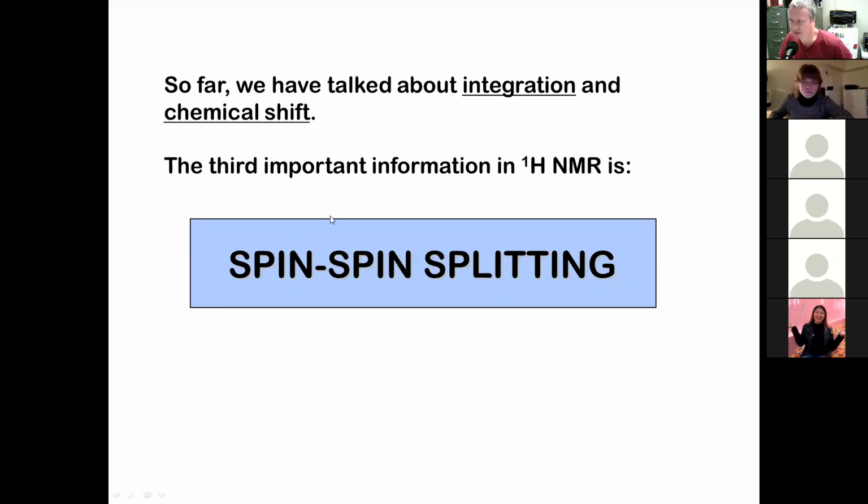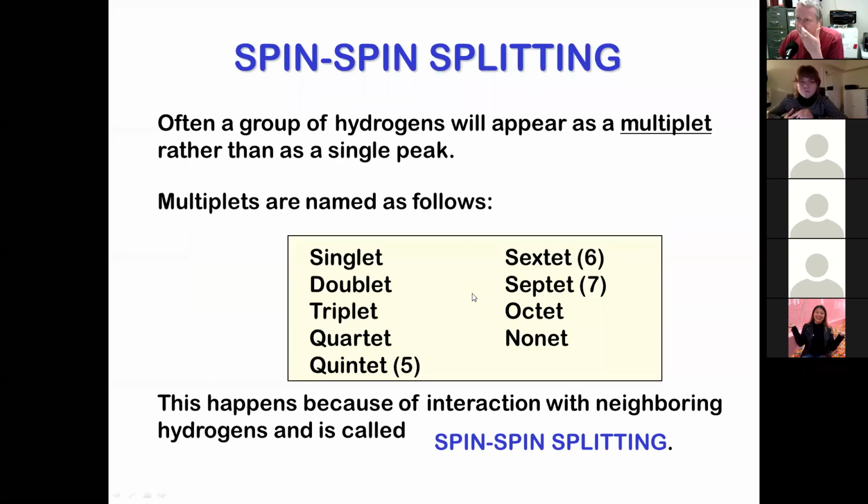There's a third thing we've got to talk about, and that's called spin-spin splitting. It's the third major thing. So we've got integration, we've got chemical shift, and now we're going to talk about spin-spin splitting. We already saw this a bit, and we just didn't talk about it. A group of hydrogens might appear as a multiplet rather than a single peak. We already saw this, like a triplet or a doublet. You see a couple of mini peaks come out of a signal. The multiplets are named as follows.